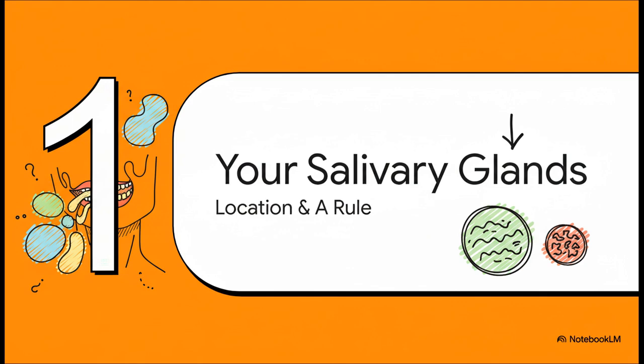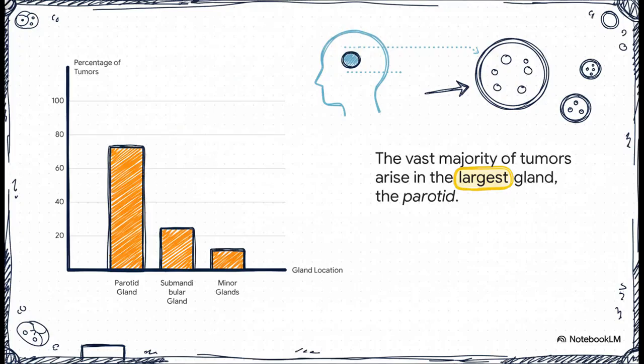All right, first things first. Before we can even talk about the tumors, we've got to understand the glands themselves, where they are, and a pretty surprising rule that governs them. So check this out. A whopping 70%, that's the vast majority, of all salivary gland tumors pop up in the parotid gland, which is the biggest one we have. Now you'd think, okay, biggest gland, biggest problem, right? But that's not exactly how it works.